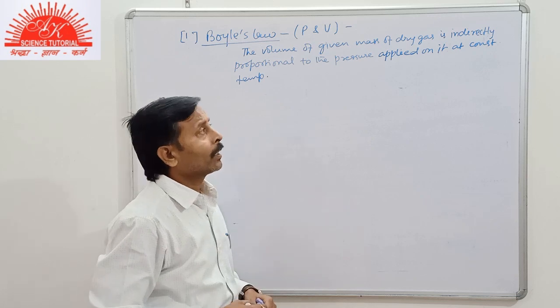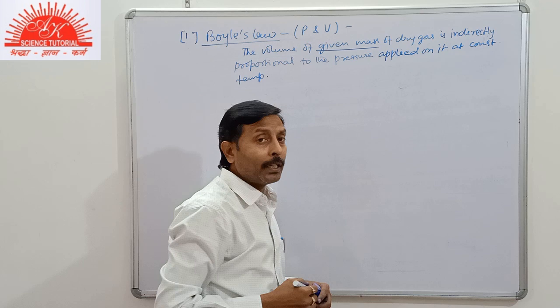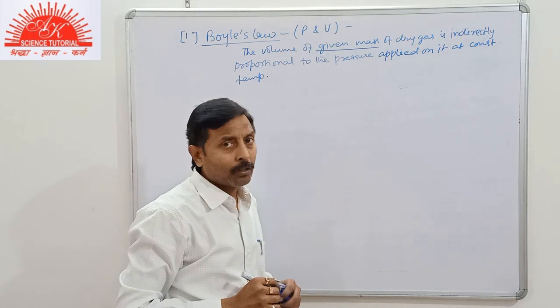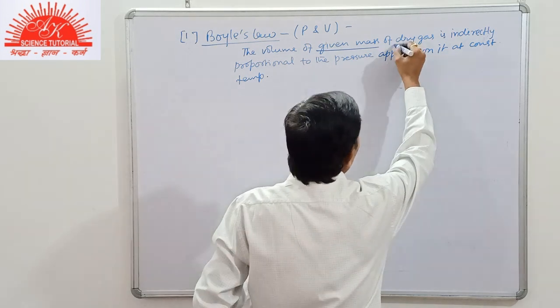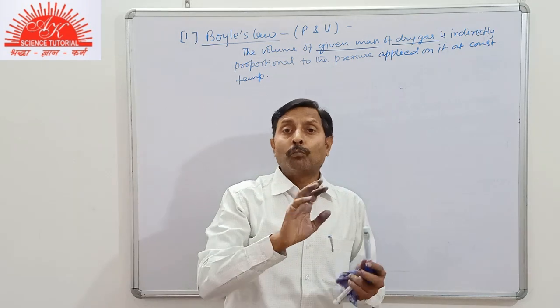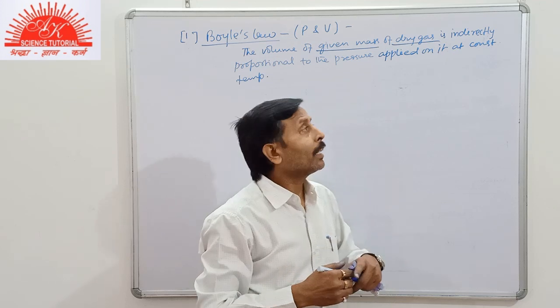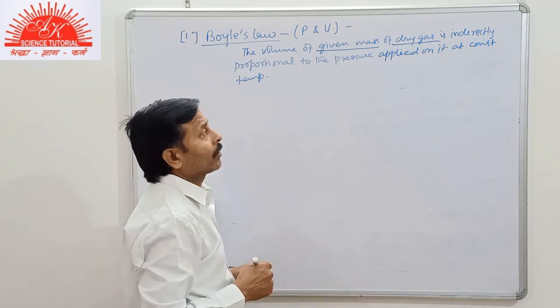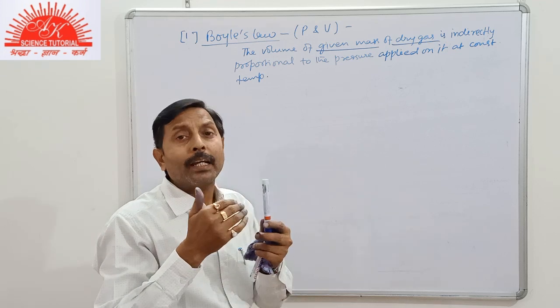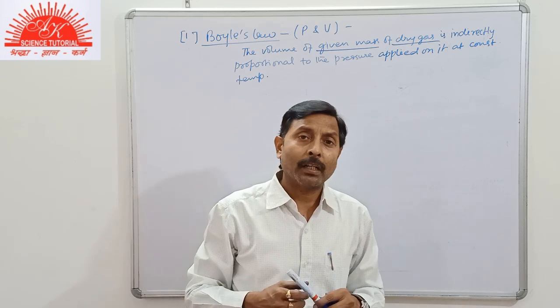Here the term given mass means the mass should be constant, the matter should be constant. Second, dry gas means there will be no moisture or other impurities, so the gas should be dry. Now, how can we explain it mathematically?